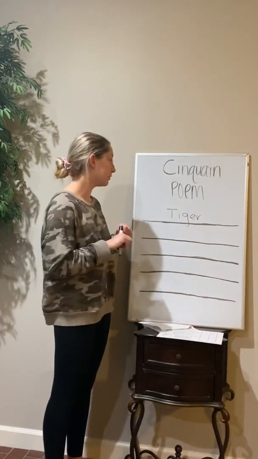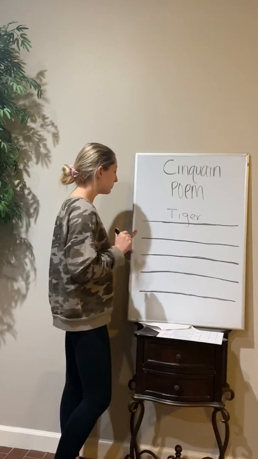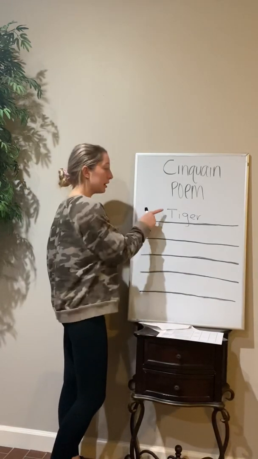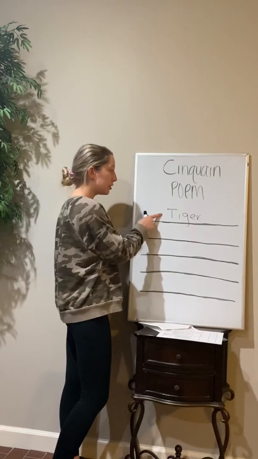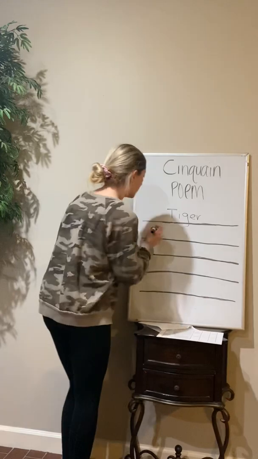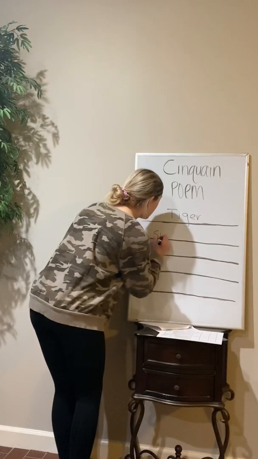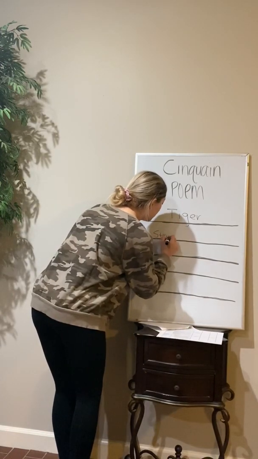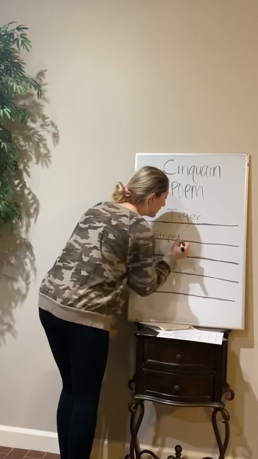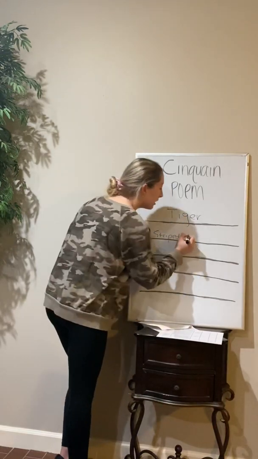That's your topic line. For your second line, we're going to write two descriptive words about a tiger. So two descriptive words could be, let's say, striped, and say orange.